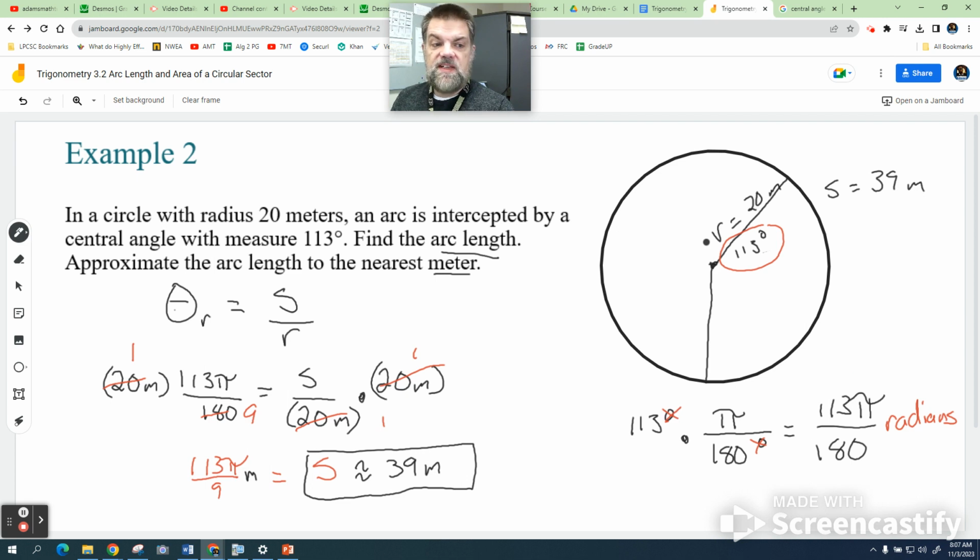So remember, with all this work that we're doing, the preference is that our central angle is in radians. So just to recap what they did, they gave us our central angle in degrees. They gave us the radius. The relationship between that central angle, the arc length, and the radius is this.